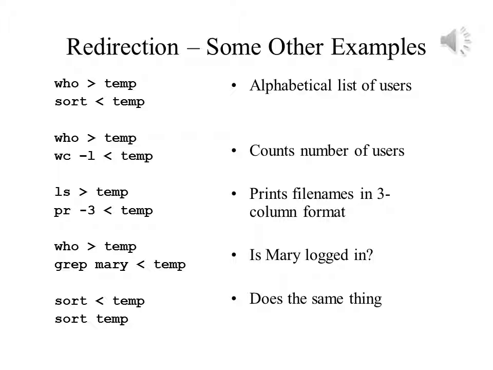who > temp will list everyone who is logged in, in the file temp. grep Mary < temp will print Mary's login line from who, if she is in fact logged in. sort < temp will do the same thing as sort temp, because it is common to use this with a file, and the sort command allows that.